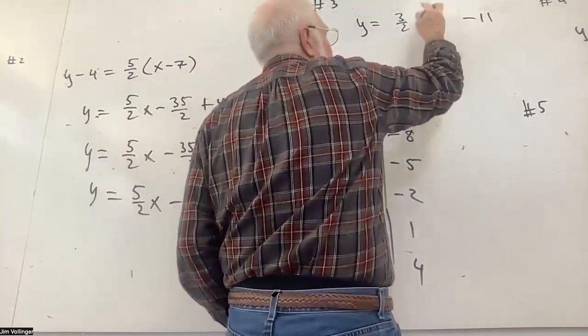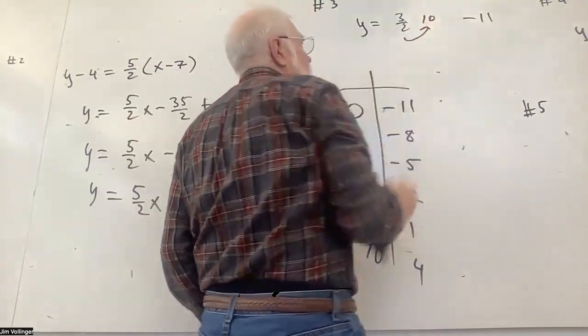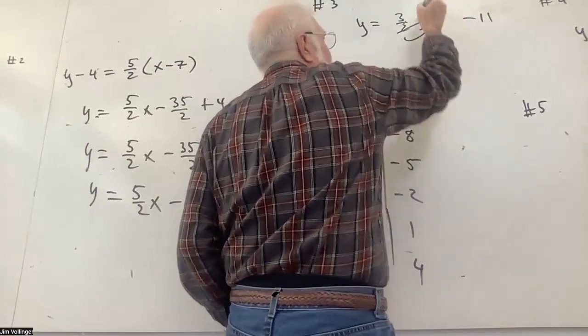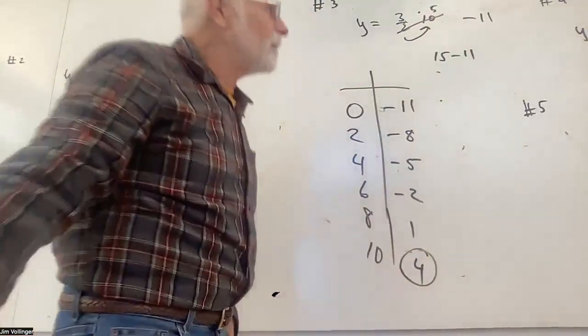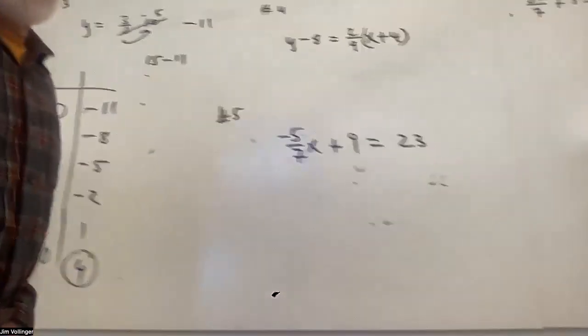So let's drop a 10 in. Oh, that's nice. 10's a multiple of 2. 2 goes into 10 5 times. 3 times 5 is 15. What is 15 minus 11? 4. Move on.